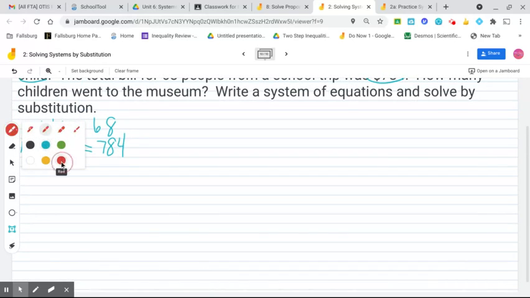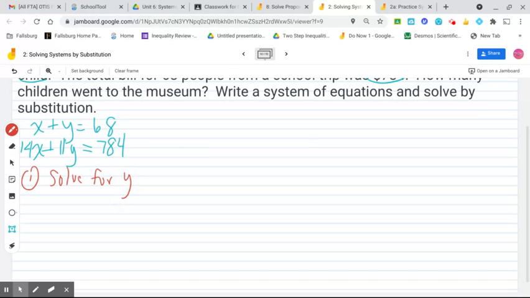Now that we have our system of equations, the first thing we're going to do is solve for either x or for y. Let's solve for y. Okay, and again, this one's probably going to be the easier one to solve for. So I have x plus y equals 68. And I subtract x. I get y by itself, and I have 68 minus x.